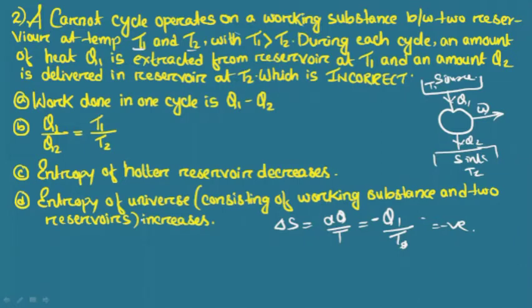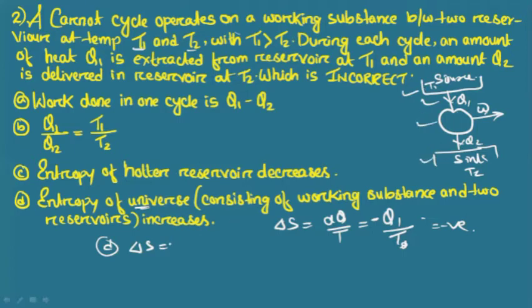Next what we will see, entropy of universe is increasing. Let's see for option D. Here they said entropy of universe is increasing, which is consisting of the working substance and reservoir, right? So you see here, this is the figure. So we will see the entropy for the working substance. Delta S is equal to what we will see. The entropy of universe is consisting of what? The source, the sink, and the working substance.